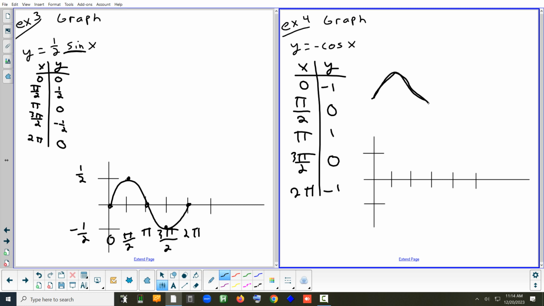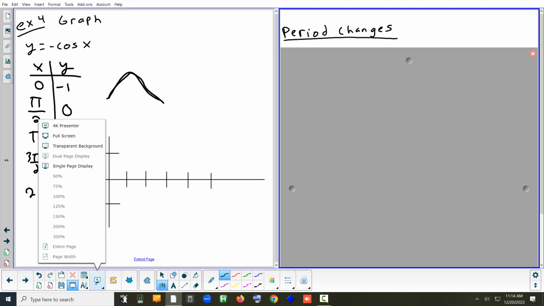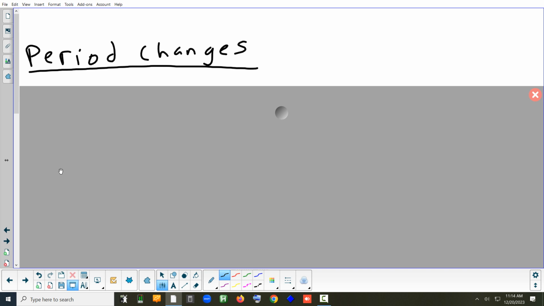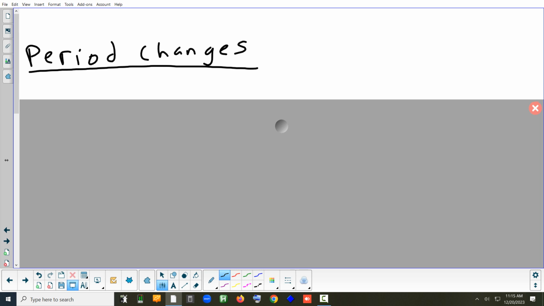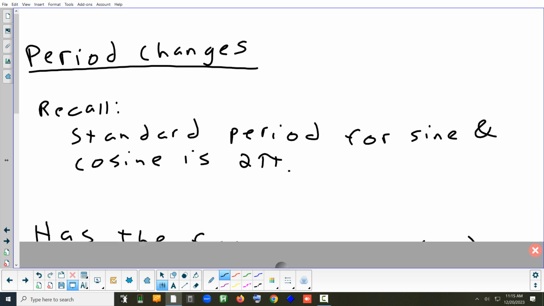Okay, so the last individual transformation is a horizontal stretch or compression, and that's called a period change. How long is the normal period in sine and cosine? Or how long is a cycle? Yep. 360 degrees or 2 pi radians. So normally it's 2 pi radians, but now we're going to change it. We're going to stretch and compress it.